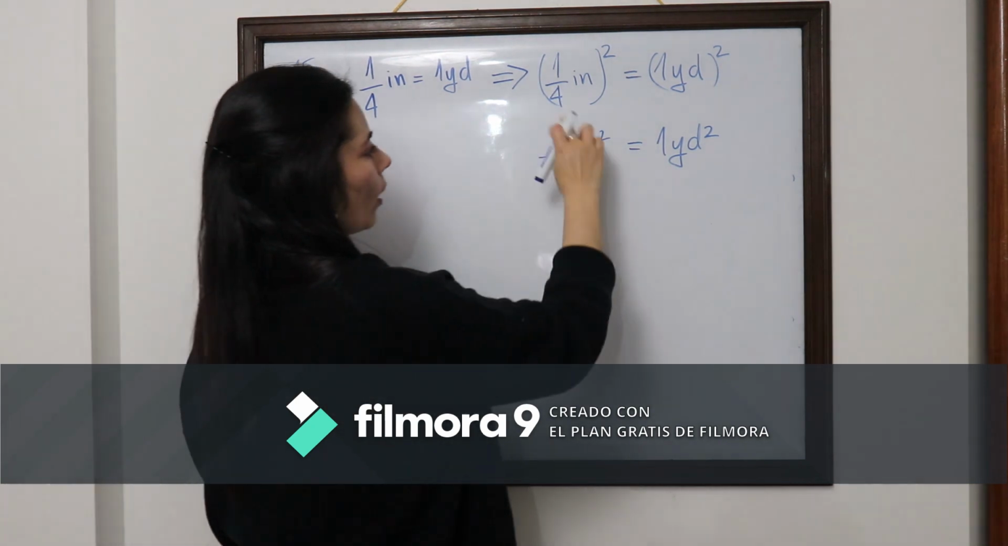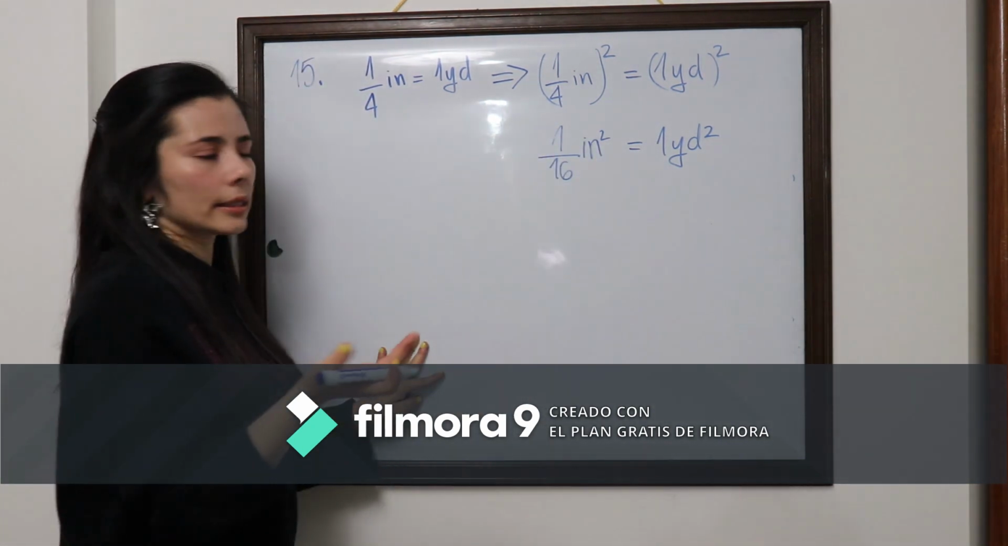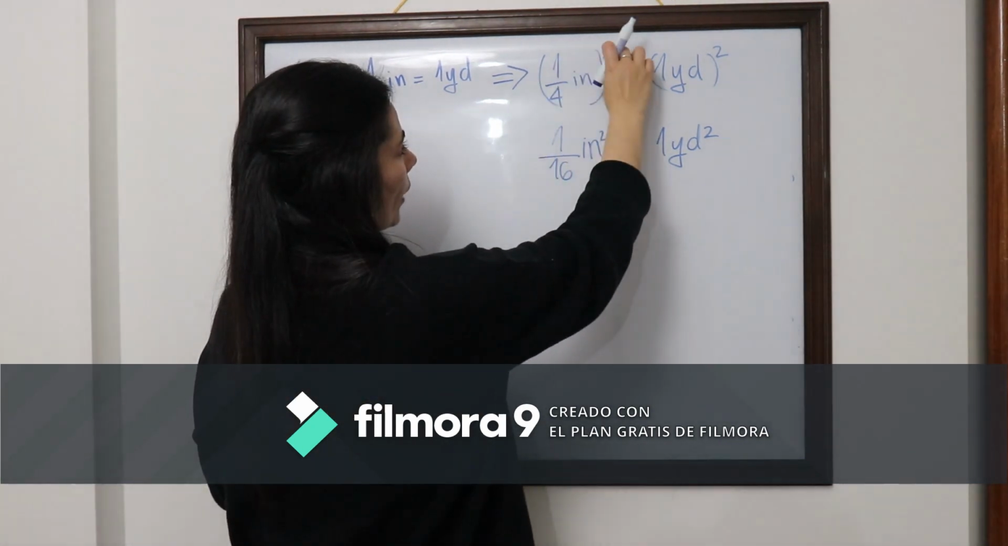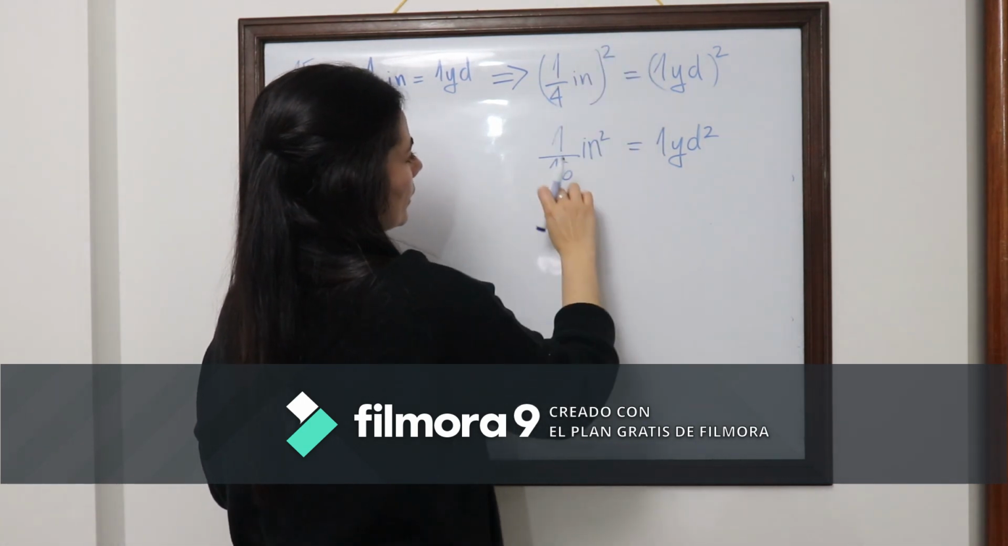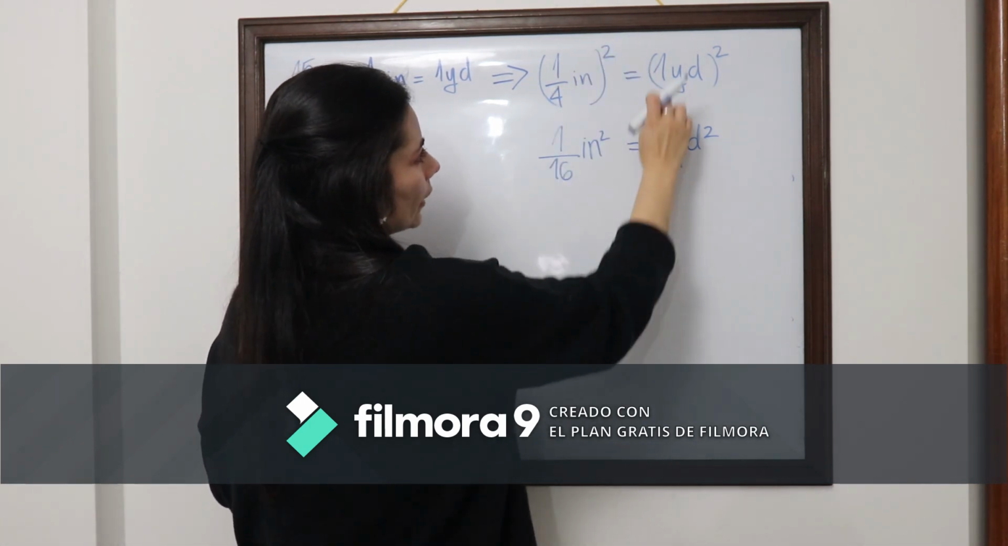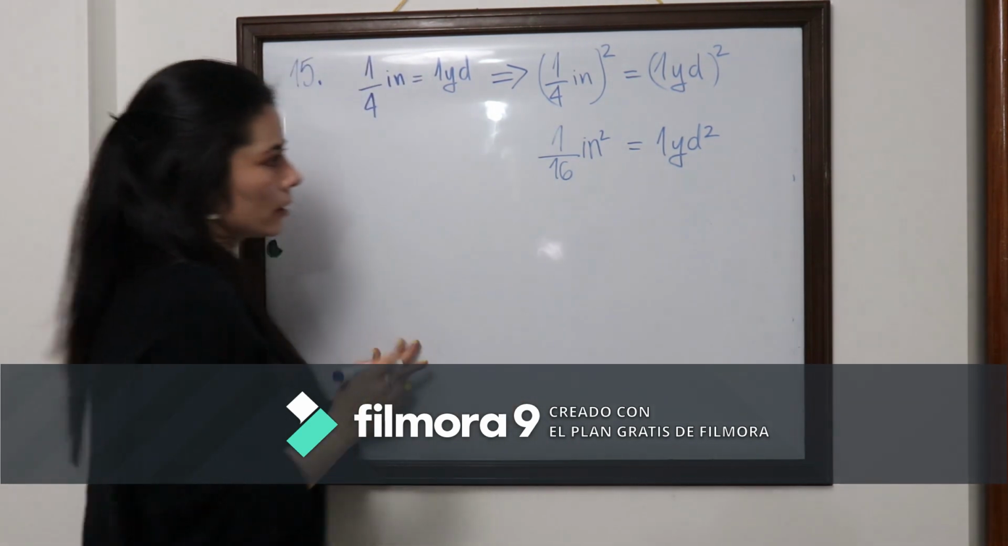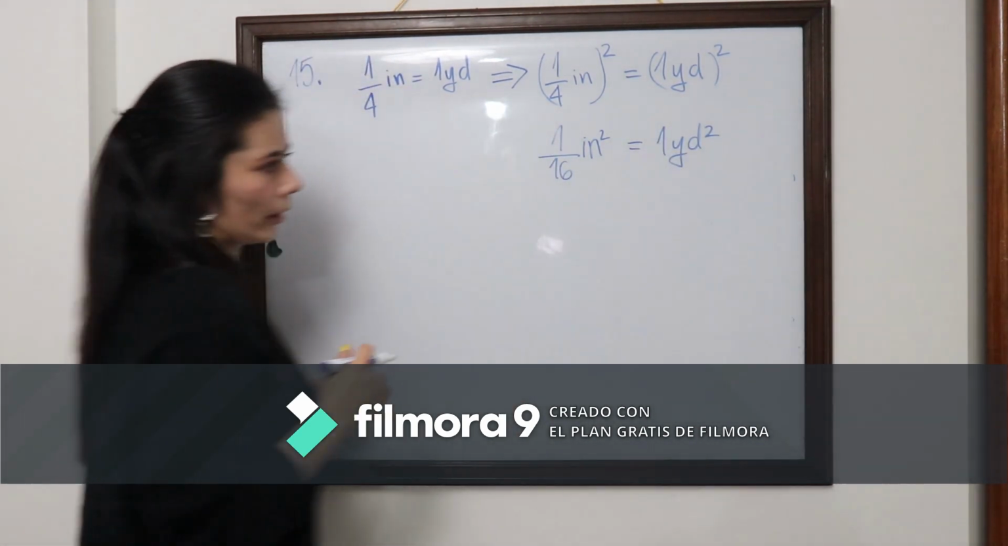Now you might think, well, why do I get 1/16? Well, think about 1 square, which is 1, and 4 square is 16, 4 times 4. And then 1 square is 1 as well. So this is the scale factor we're going to work with.